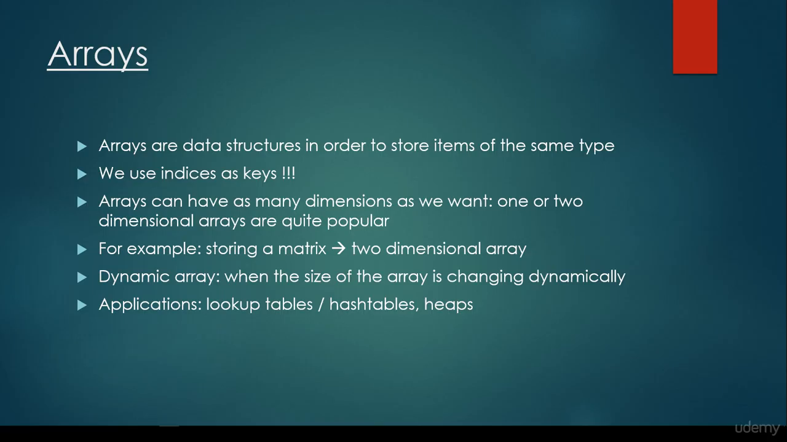Basically, an array can be dynamic. It means that the size of the array can change dynamically. And the applications of arrays are lookup tables or hash tables or heaps, for example. So several abstract data types use arrays as an underlying data structure.